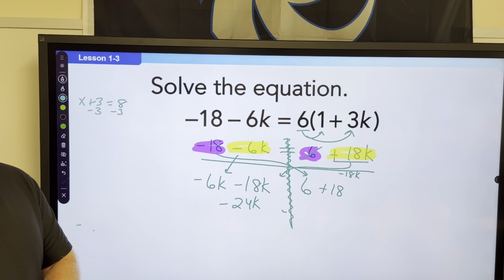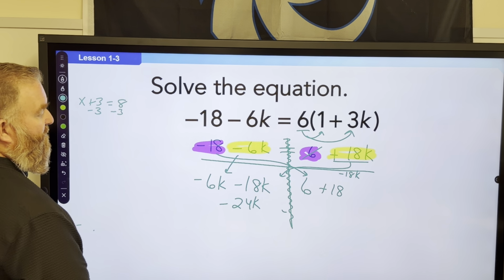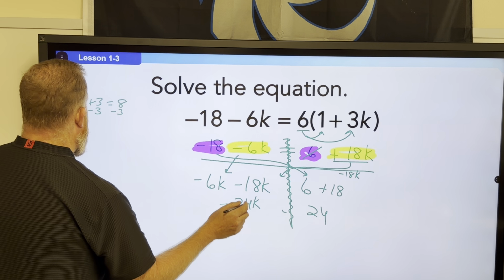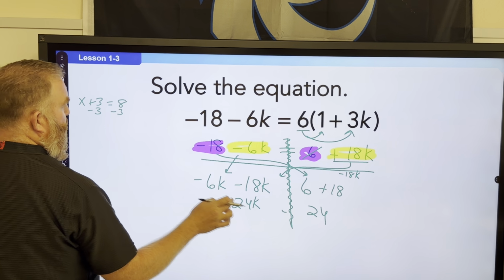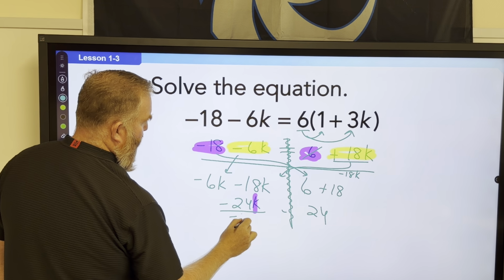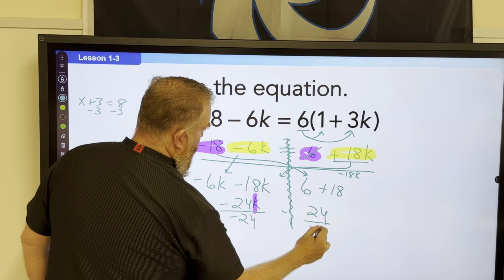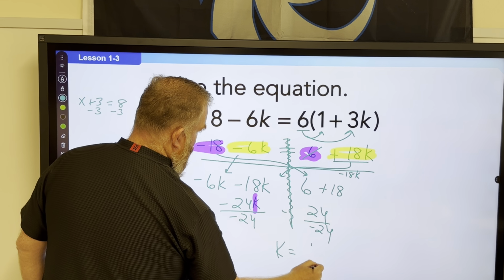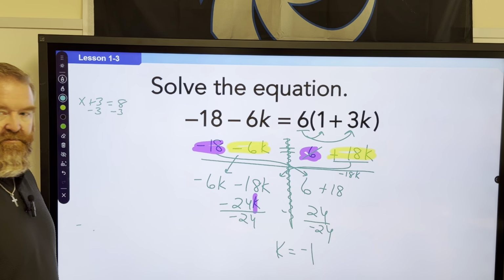Okay, all right. Now let's do the other side. What's 6 plus 18? 24. Now we just do the math. What letter am I solving for, guys? So there it is. Now let's do the math. I'm going to divide by negative 24. What's 24 divided by 24? 1, but the signs are different, so it's going to be negative 1.